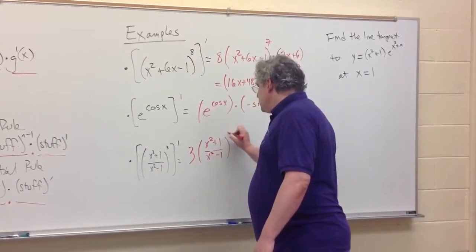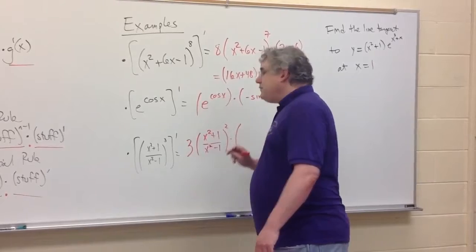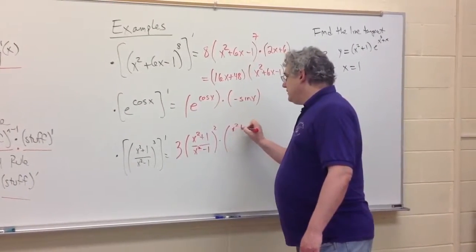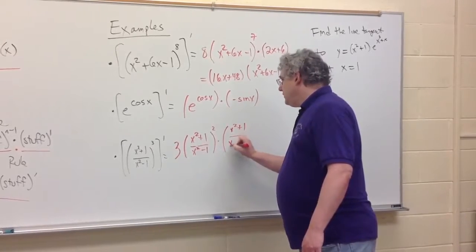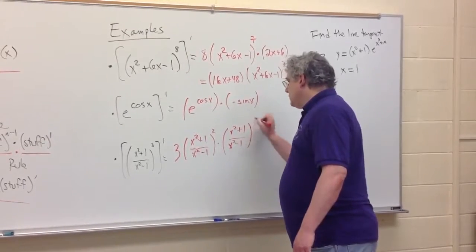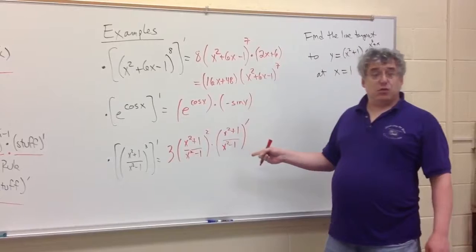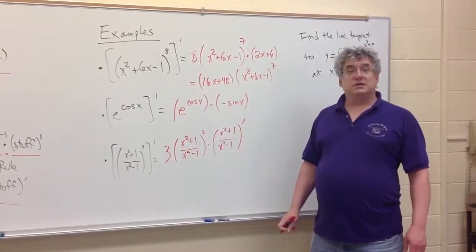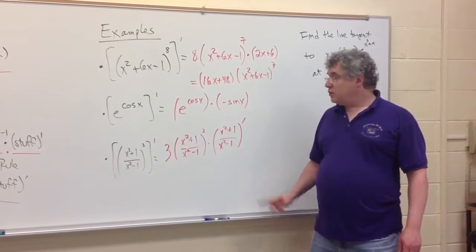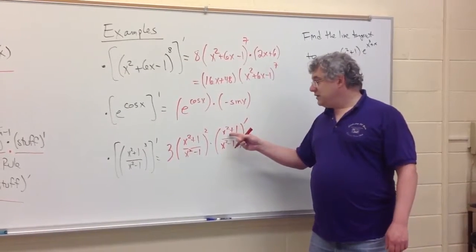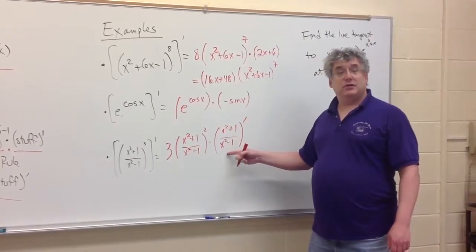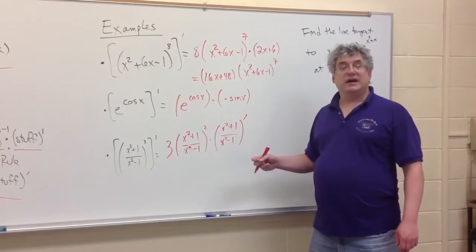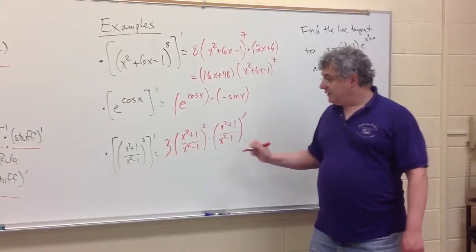Minus 1 squared times, I'm not going to actually do it right away. I'm going to just write, this is times the derivative of the inside, because that rule in itself is a little messy. Taking the derivative of this requires the quotient rule. If you remember the quotient rule, it's the derivative of the top times the bottom minus the derivative of the bottom times the top all over the bottom squared. And that's messy, so I'm going to write it out slowly.